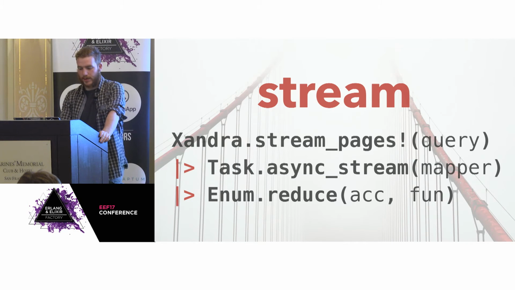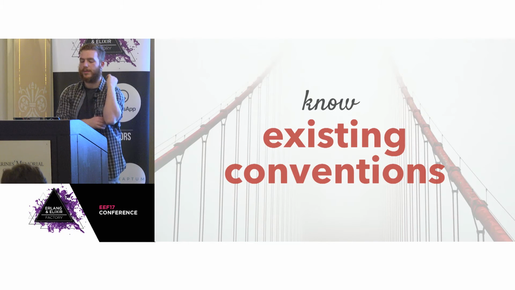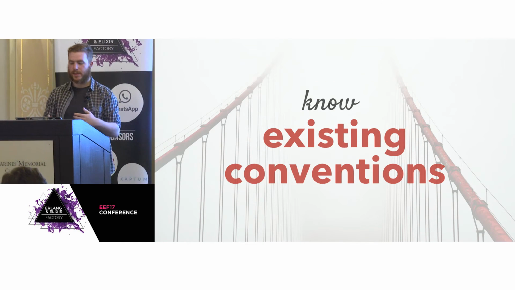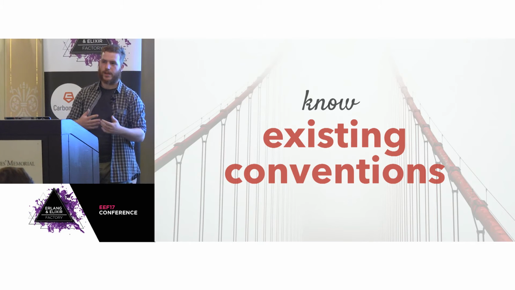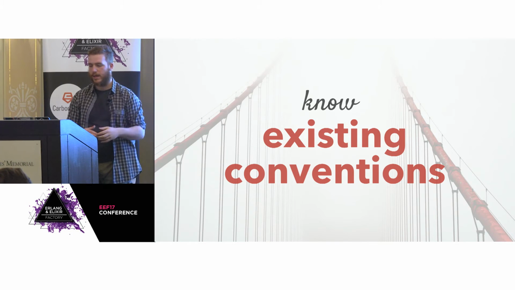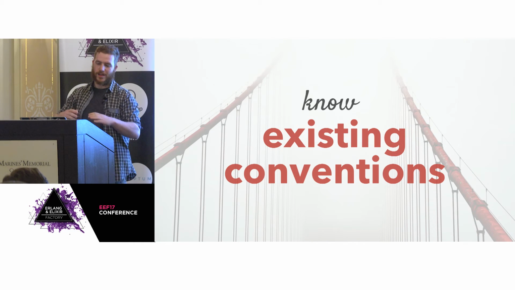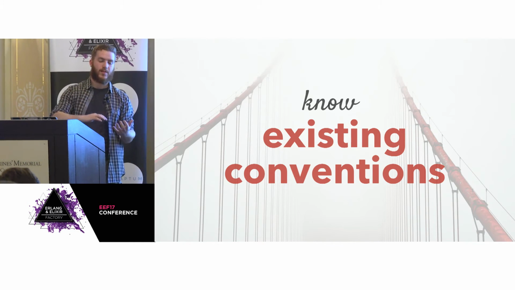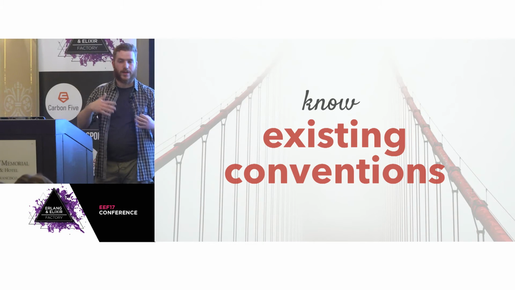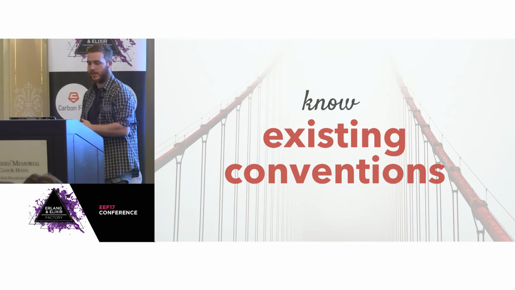So using language features definitely helps with composability. Another thing, I think, is that it helps if you know the existing conventions. If you know the existing conventions in the language and in the ecosystem, you're going to be able to compose your library with the libraries, tools and code in the ecosystem that use the same conventions, basically.